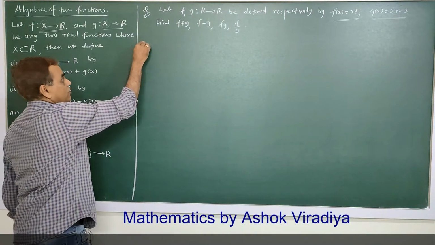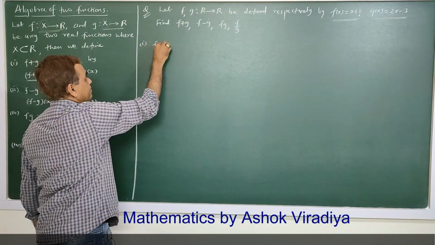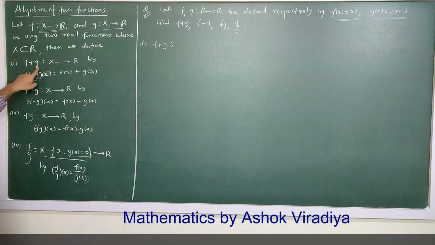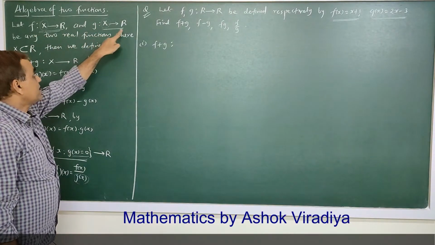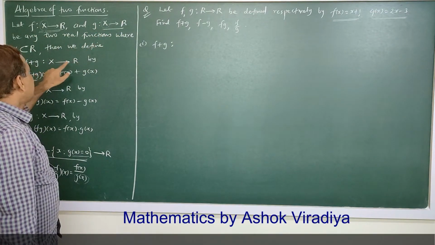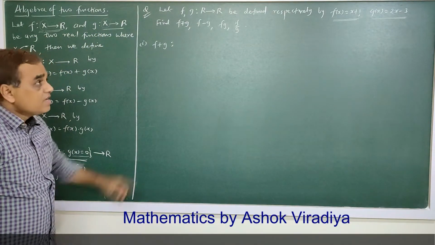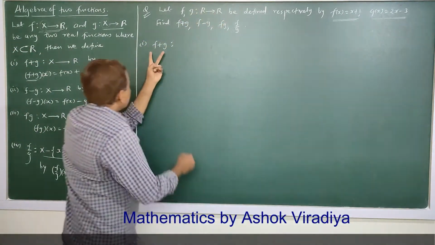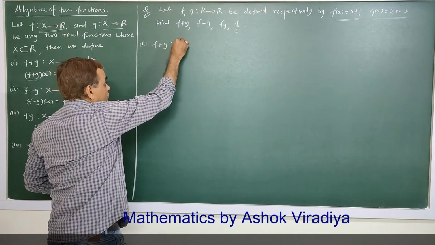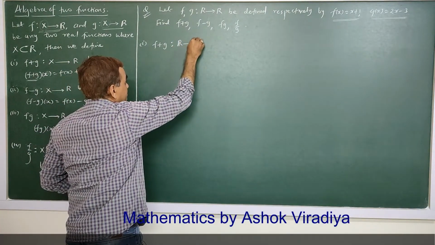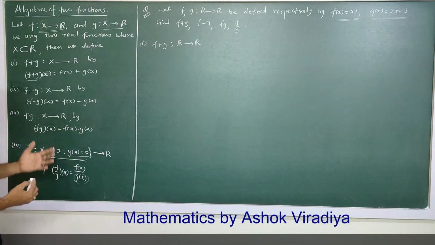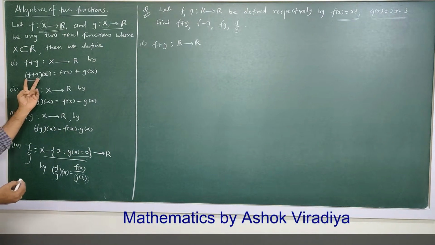See, first of all we find f plus g. f is from X to R, g is from X to R, so f plus g is also from X to R. Here f is from R to R, g is also from R to R, so f plus g will also be from R to R. And this is the way of working.